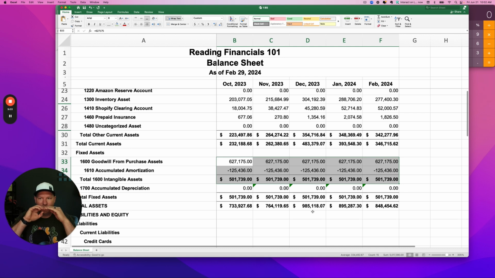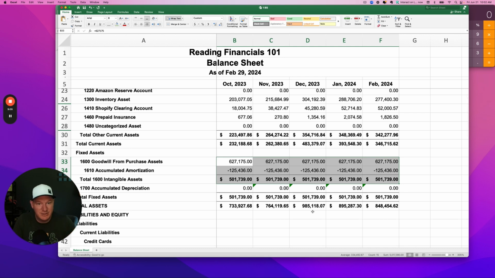So I'm going to stop right there. You need to pay attention to the balance sheet, and in particular, you need to understand how to have your receivables be booked correctly and how to understand when to depreciate or amortize fixed assets on your balance sheet.